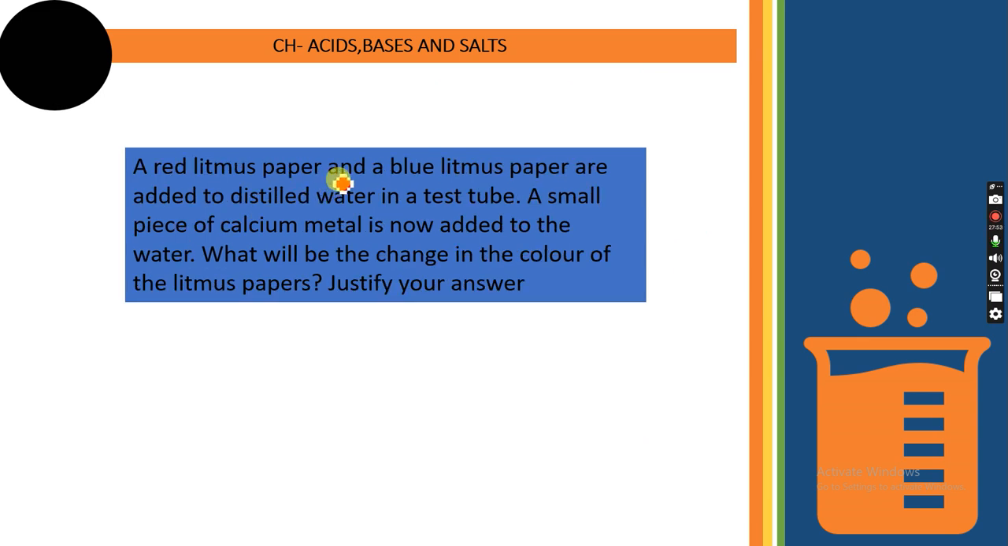Another one: red litmus paper and blue litmus paper are added to distilled water in a test tube. A small piece of calcium metal is now added to the water with the red and blue litmus. So you know what product is formed? Calcium hydroxide is formed. What will be the change in the color of the litmus paper? What is calcium hydroxide, an acid or a base? It's a base, right. So if it is a base, which one will change, blue or red? That is the answer.